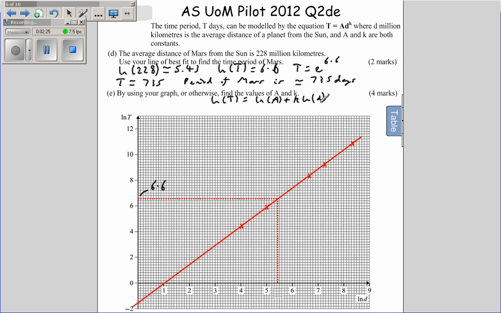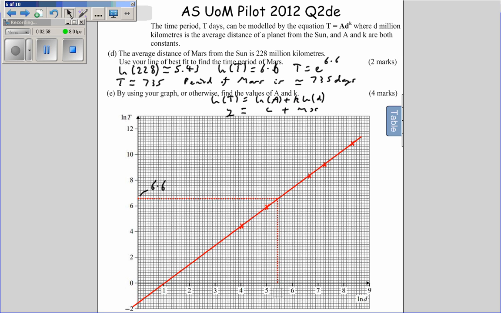It's quite nice to write down underneath that our standard equation for the line, y equals mx plus c, but really our x is this ln d, so actually we could write it as y equals c plus mx. We can see then that k would match to m, the gradient, and ln a would match to c, the y-intercept. So let's calculate the gradient and the y-intercept.